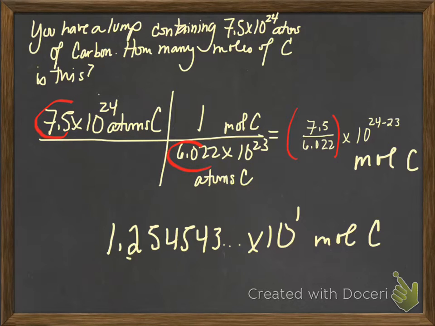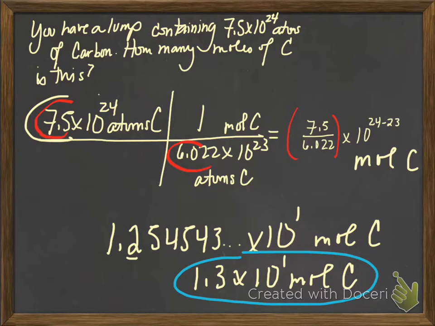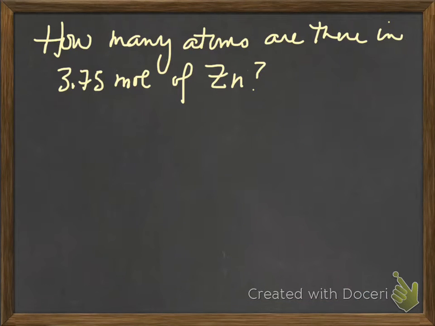How many sig figs do we have? Only 2, as governed by our given. So this becomes 1.3 times 10 to the first moles of carbon. Also totally reasonable to just call it 13. Okay, one last example and then you're on your own. How many atoms are present in 3.75 moles of zinc?